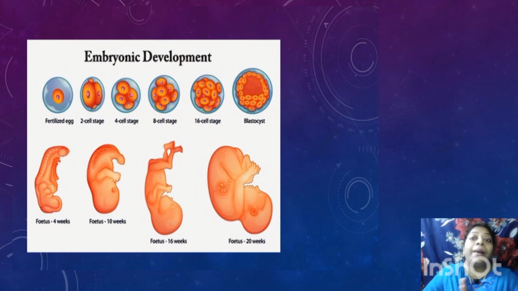The morula again divides and gets transformed into the blastocyst. Now, what is this blastocyst? The outermost layer of the blastocyst has a specific name, called the trophoblast, the outermost layer of this cell stage.